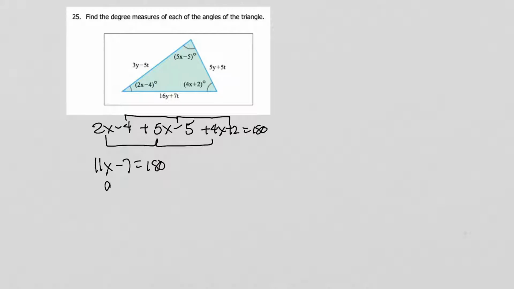We're going to add 7. So we'll get 11x equals 187, and then we're going to divide by that 11. So 187 divided by 11.